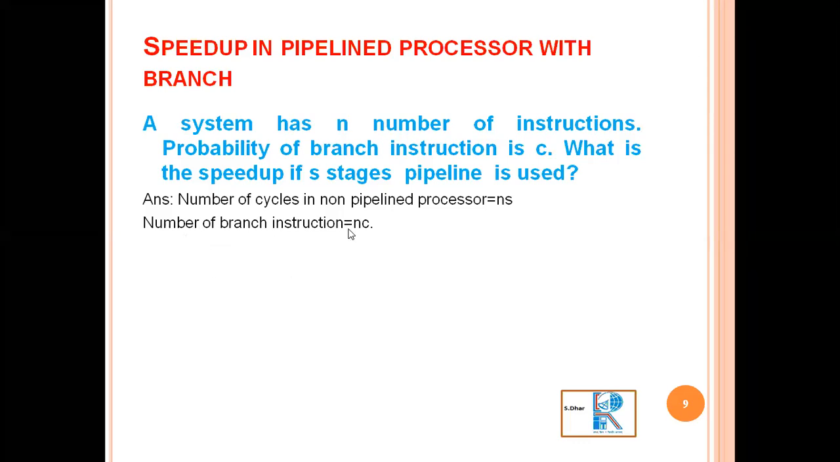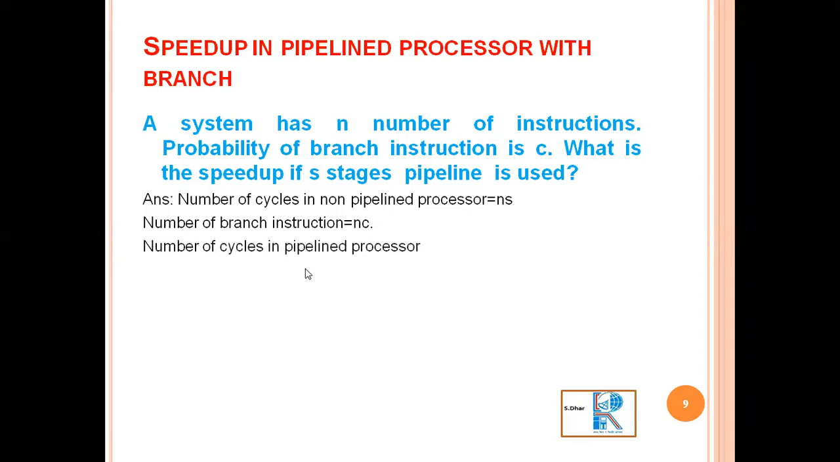So the number of branch instructions is nc, because c is the probability of a branch instruction and n is the total number of instructions. So what is the total number of branch instructions? n into c. Suppose out of 10 instructions, 2 are branch instructions. That means the probability of a branch instruction is 2 by 10. Suppose there are 50 instructions. So 50 into 2 by 10 will be the total number of branch instructions. So the total number of branch instructions will be n into the probability of a branch instruction.